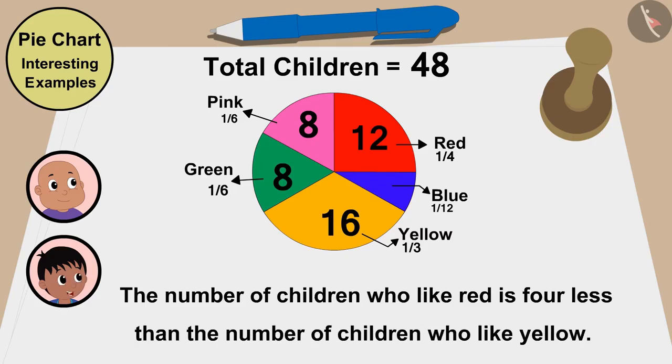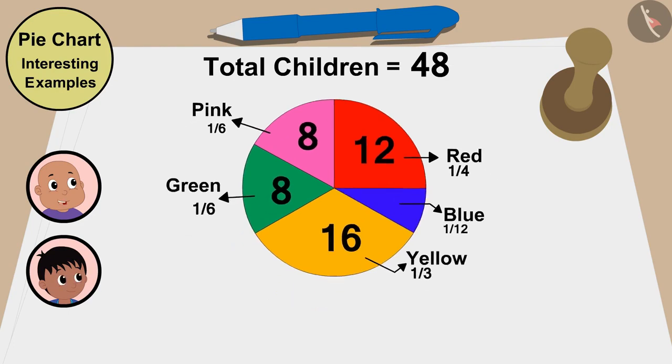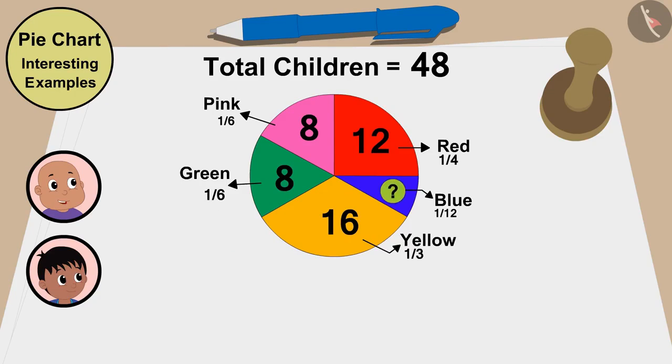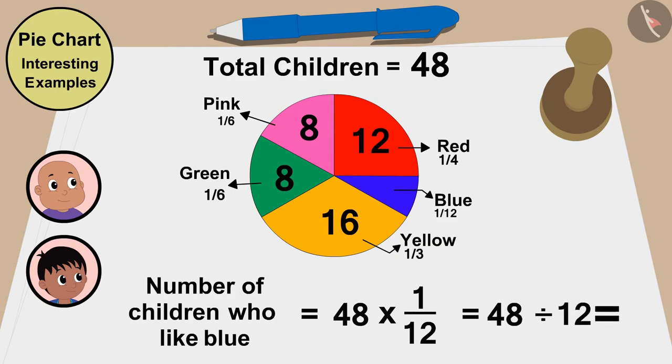And Raju, I like blue color a lot. But in this pie chart, the share of children who like blue is the smallest. Let me find out how many children like blue like me. The number of children who like blue is 48 times 1 by 12, or 48 divided by 12. That is 4, out of whom I am one.